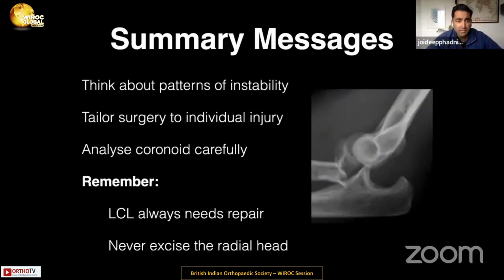So, summary messages: think about the pattern of instability you're dealing with. You can do this by analyzing the coronoid fractures carefully, as well as whether there's a radial head fracture or not, and tailor your surgery to the individual injury. Don't use one technique for all. And remember, in all these injuries, you're going to need to repair or treat the lateral collateral ligament and never excise the radial head.